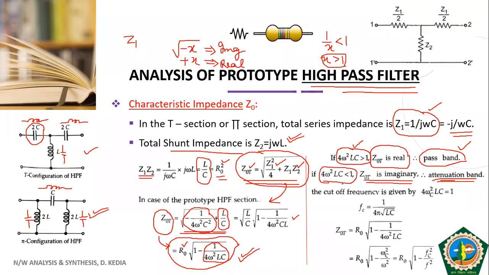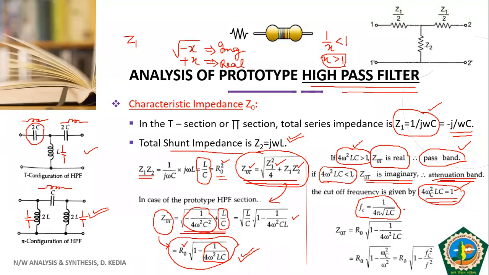And what will happen when this value is equal to 1? That means this is nothing but our cutoff frequency. Remember how I defined cutoff frequency. Cutoff frequency was the frequency which demarcates pass band and stop band, or the attenuation band. So what is demarcating here? 1. Okay, so 1 value for omega c. So if you solve this, you find out the cutoff frequency. So this is the cutoff frequency which is demarcating the pass band and the attenuation band. So for prototype high pass filter, the cutoff frequency will be 1 by 4 pi under root LC.